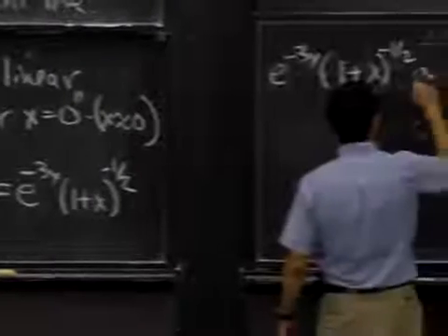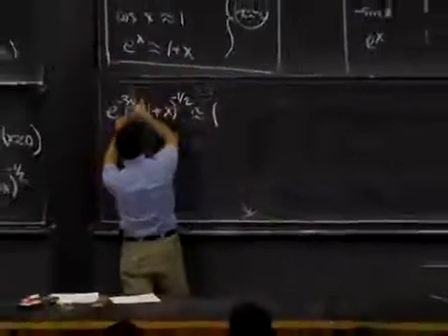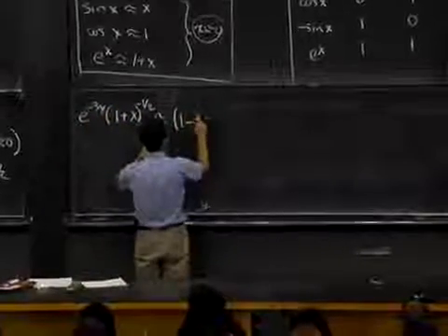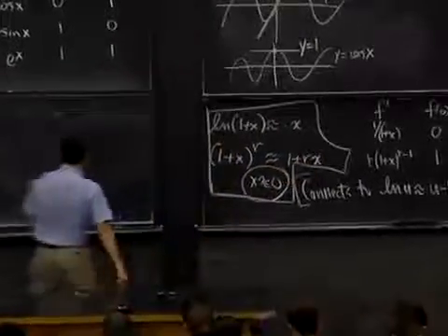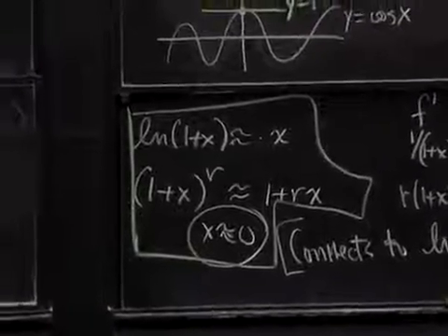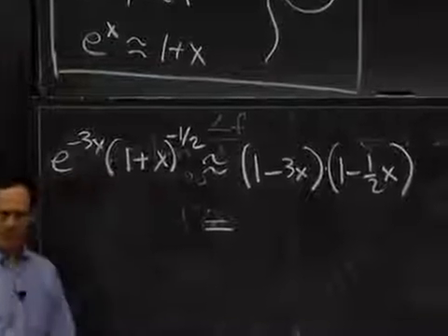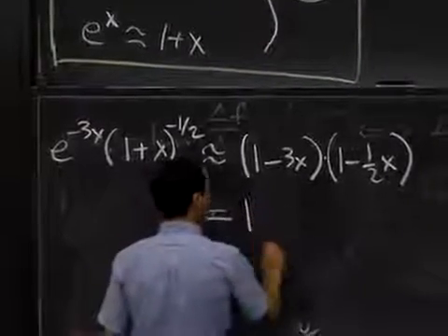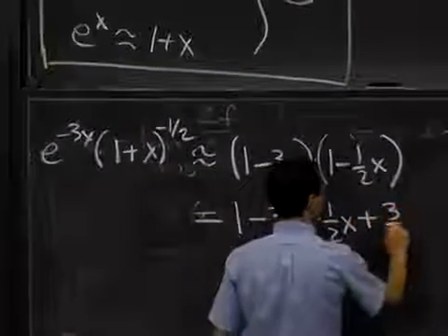And that's going to be approximately, well, I'm going to use this formula. I have to use it correctly. X is replaced by minus 3x. So this is 1 minus 3x. And then over here, I can just copy verbatim the other approximation formula with r equals minus a half. So this is times 1 minus a half x. All right? And now I'm going to carry out the multiplication. So this is 1 minus 3x minus a half x plus 3 halves x squared.